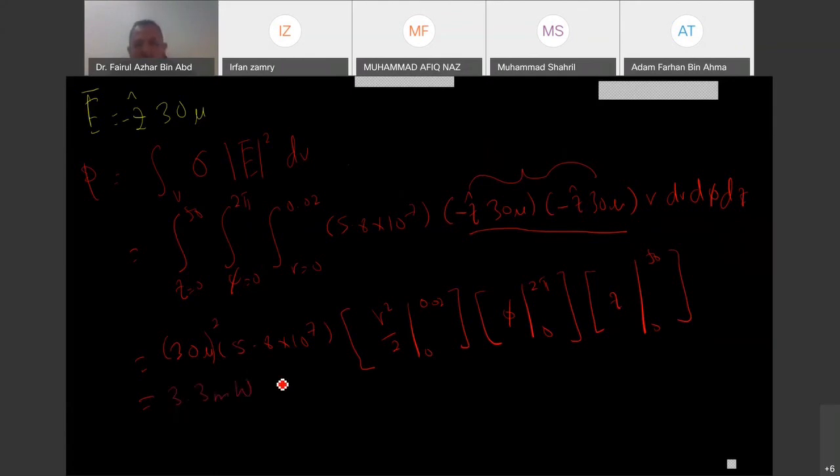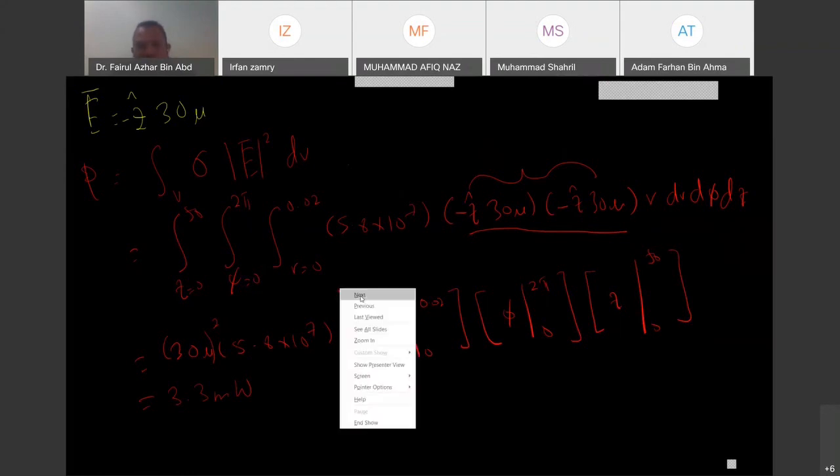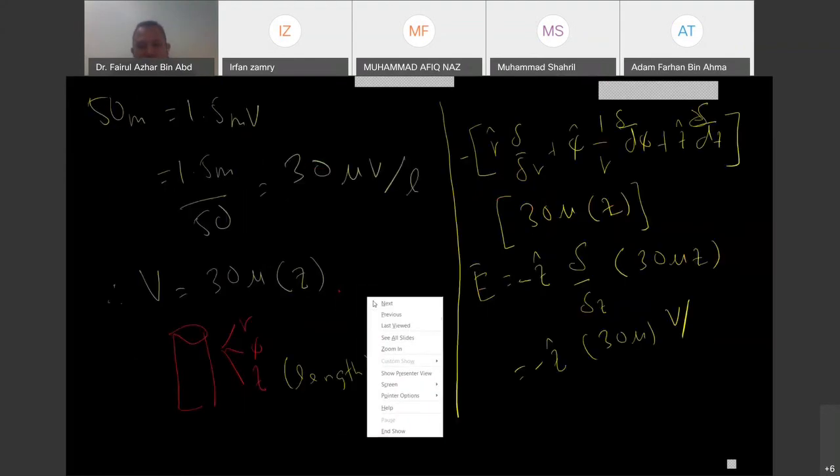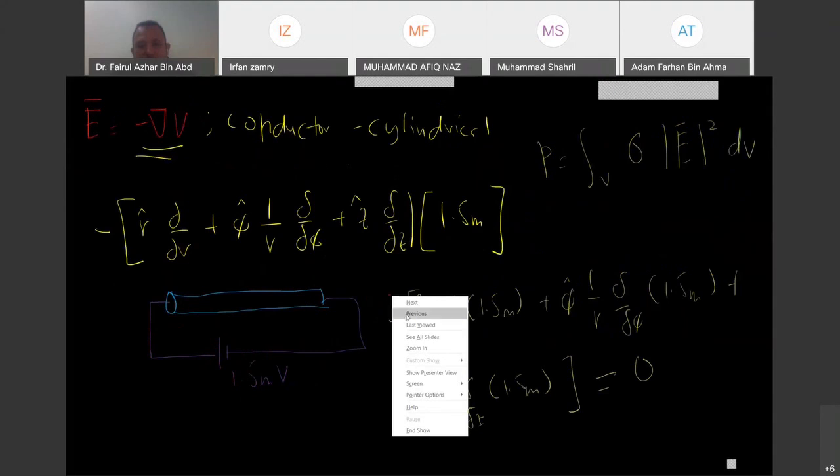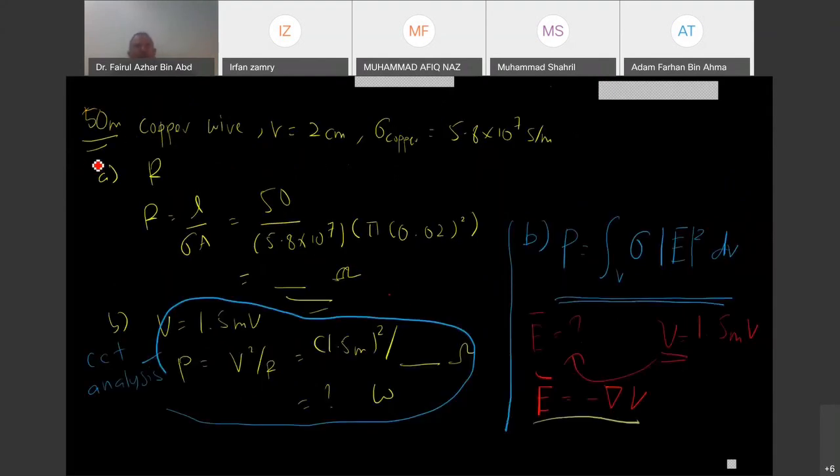So the answer is the same as the answer given in this book, equal to 3.3 milliwatt. Let me explain again from the beginning. We have 50 meter of a copper wire. The radius of the copper wire is 2 centimeter, and the conductivity of the copper is 5.8 times 10 power of 7 Siemens per meter. This is the information given in this question.